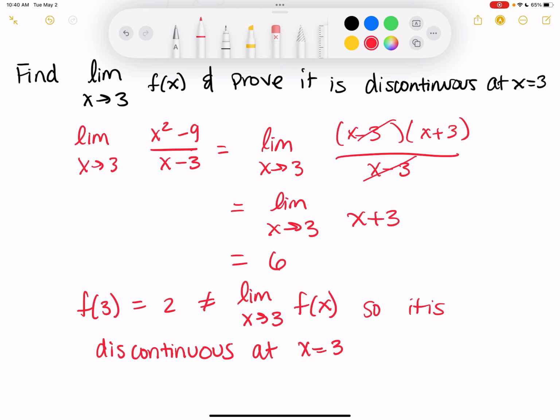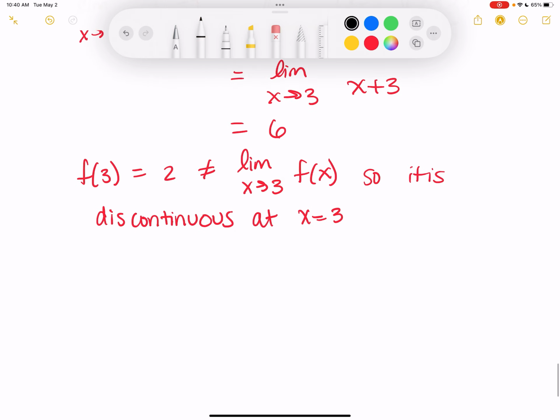All right, one more. This is a fast one. So it's back to finding one-sided and two-sided limits.